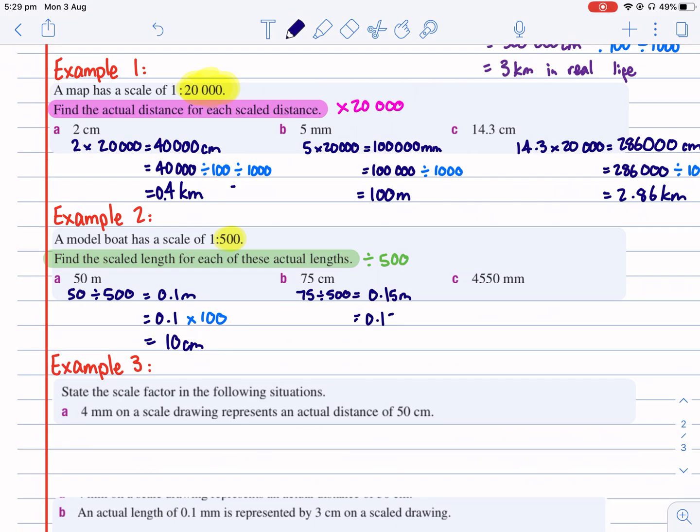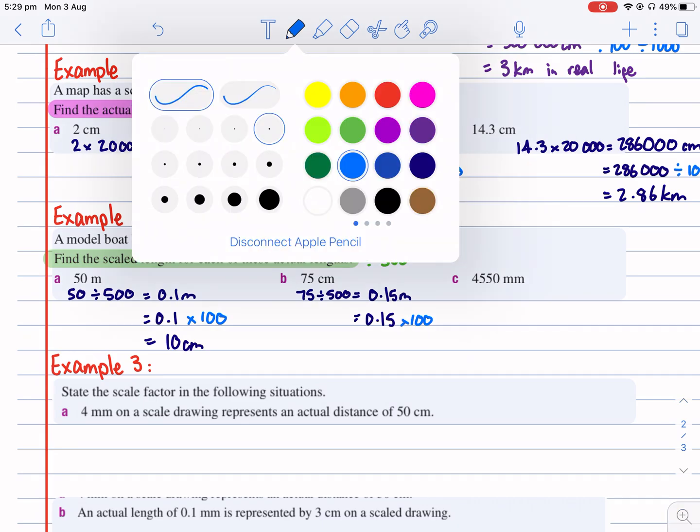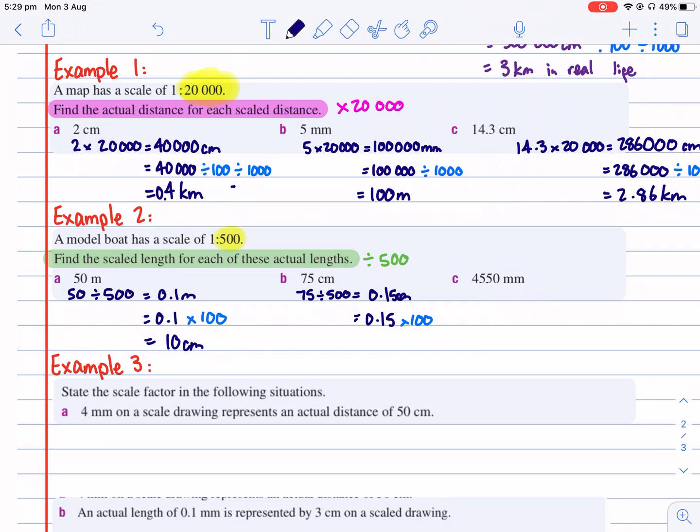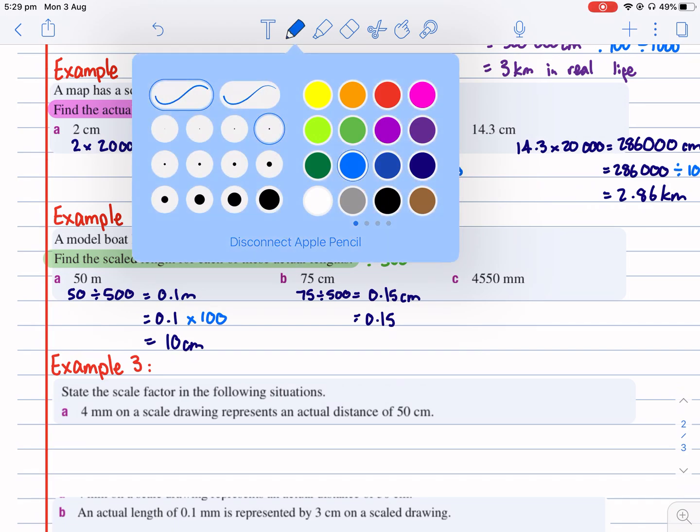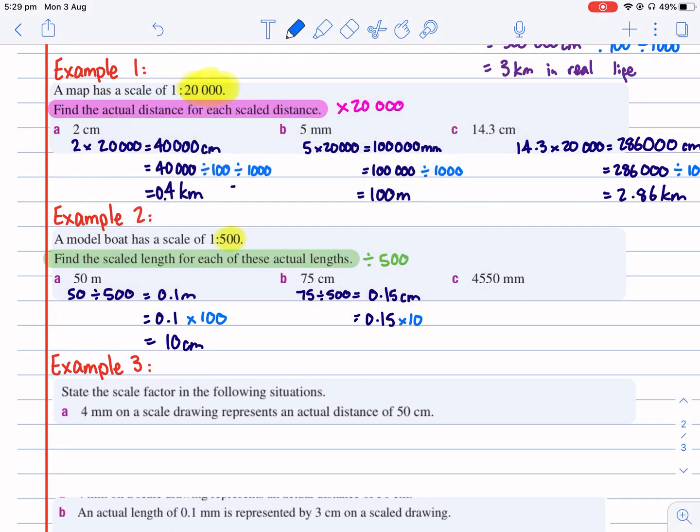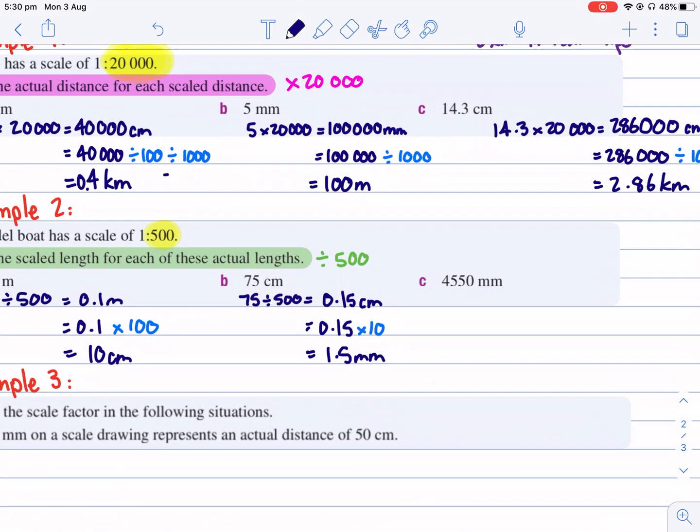So we've got 0.15. We're going to times it by 100. Oh, this isn't meters. This is centimeters. And this is centimeters. And this answer was, oh no, that one was meters. This one's centimeters. I'm getting so confused. This is 0.15 centimeters, yeah? Now, that's not very useful, knowing that something's 0.15 centimeters. I think I'm going to times it by 10 to turn it into millimeters, which gives me 1.5 millimeters. So if it's 75 centimeters in real life, I wanted it to be 1.5 mil in my model.